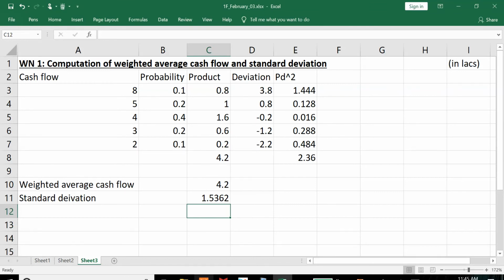I am yet to come to Z table analysis and all. It is basically computing NPV and standard deviation. Any doubts till now?